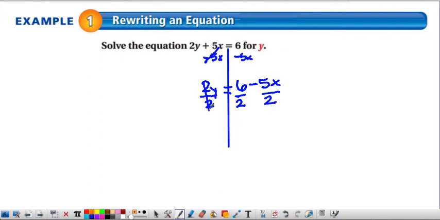2 divided by 2 is 1, and that leaves us with y. 6 divided by 2 works out evenly. That's 3, so we're going to go ahead and simplify that. We're going to bring our minus sign down. 5 halves x does not work out evenly. It's going to give us a decimal, so we are just going to leave this 5 halves x. And we have y by itself, so that's as far as we can solve down, so we're done.